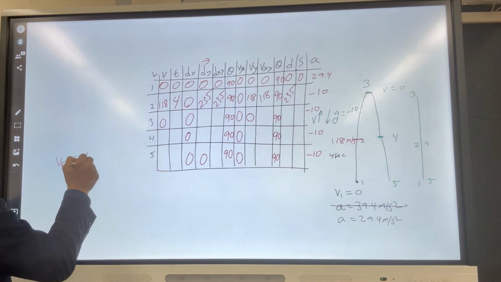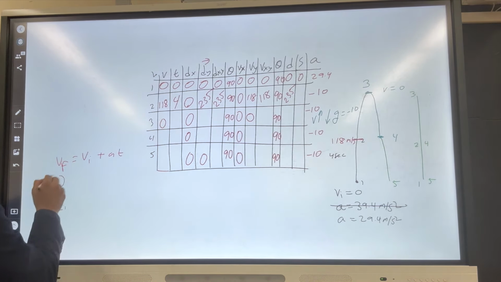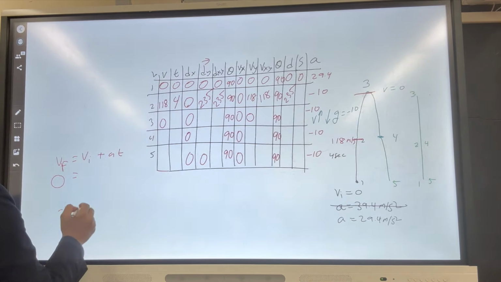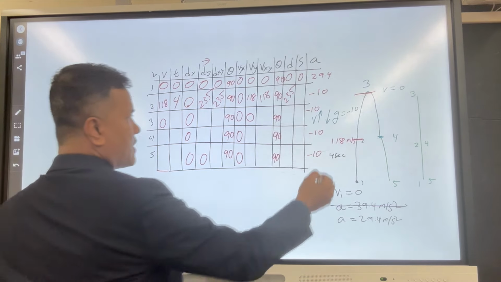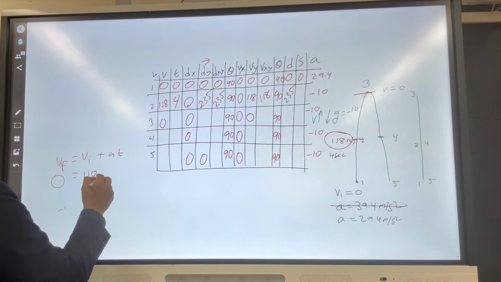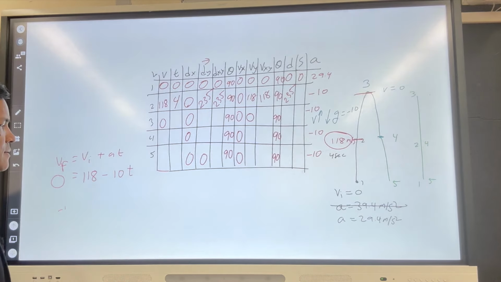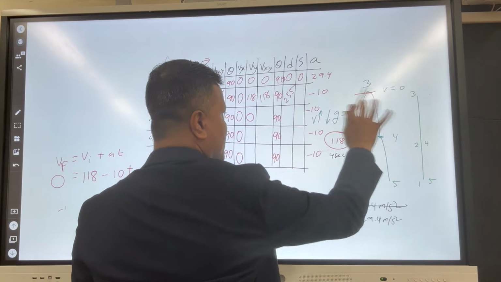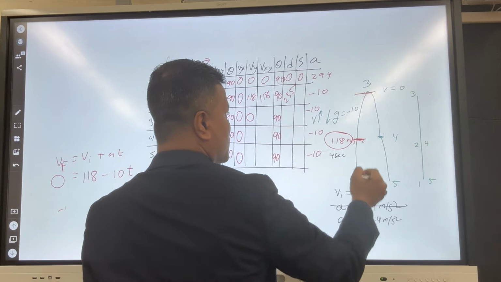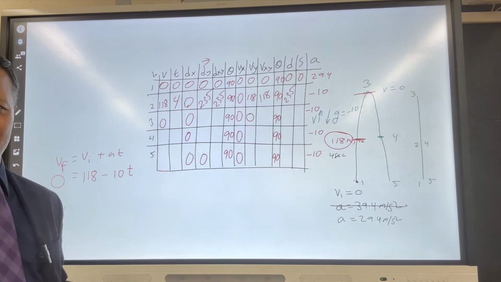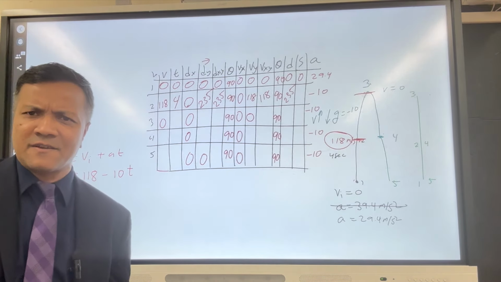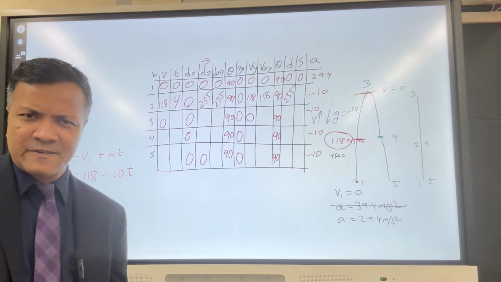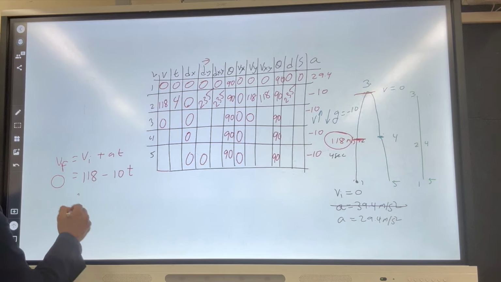Vf is equal to Vi plus at. At location 3, velocity is 0. Vi is, of course, 118, minus 10t. Why 10? From 2 to 3 to 4 to 5 it is in free fall, because from 1 to 2 the fuel creates acceleration. From 2 to 3 to 4 to 5 there is no fuel, so no acceleration. Okay, good.